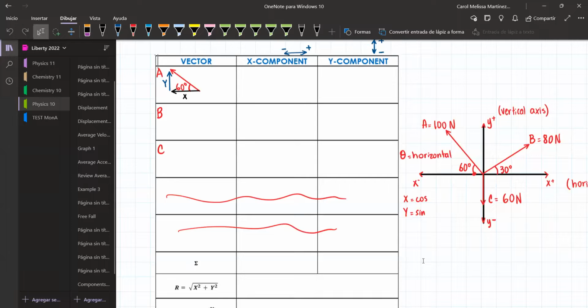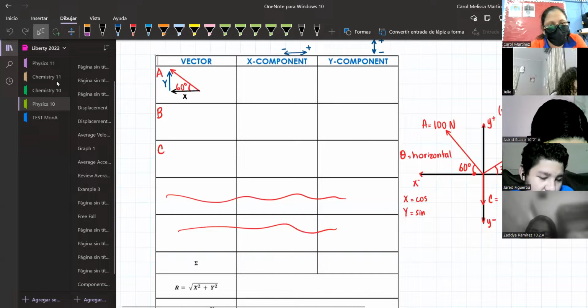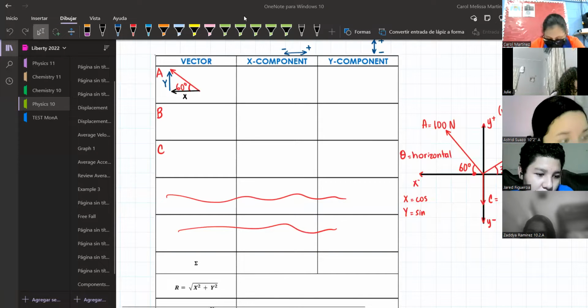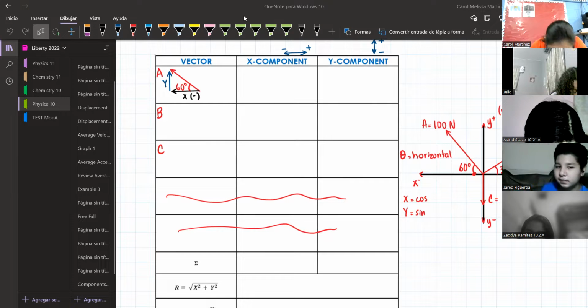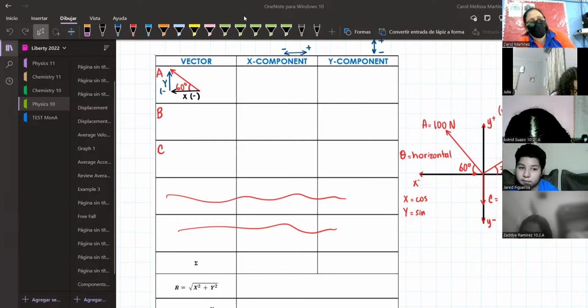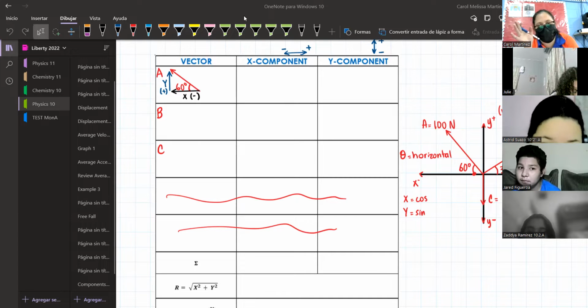As you can see, this vector is going to the left and it's going upward, okay? Because the X component is going left, is it going to be positive or negative? Plus or minus. X is minus and Y is plus. Okay? And Y is going up, so it's going to be plus. So what are we going to do? We're going to start working like always, okay?